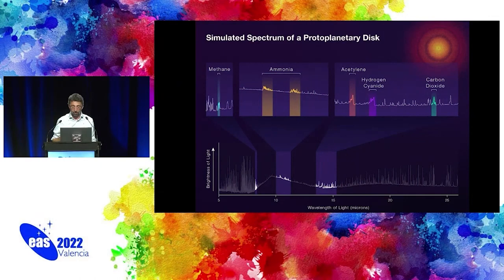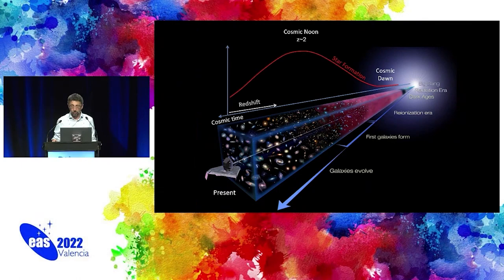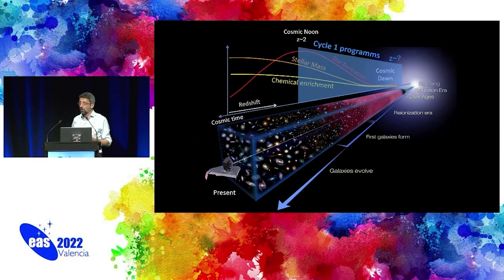And in terms of the early universe, one of the goals of Webb will certainly be to explore the early star formation in galaxies, how mass has been assembled in galaxies, and the associated chemical enrichment. And of course, most Cycle 1 programs focus beyond the cosmic noon and out to the highest redshifts. And how high?